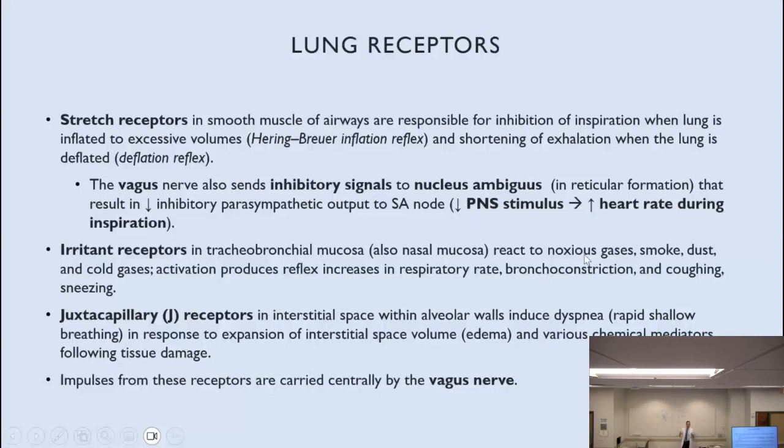If the lungs perceive that the environment is poisonous, the bronchi are not going to open up to get more of that poison. That will produce bronchoconstriction, trying to reduce the amount of air with that irritant that enters the lungs. And here we have the juxtacapillary receptors, or J receptors. These are receptors in the interstitial space within the alveolar walls, and when they are stimulated, they will produce dyspnea.